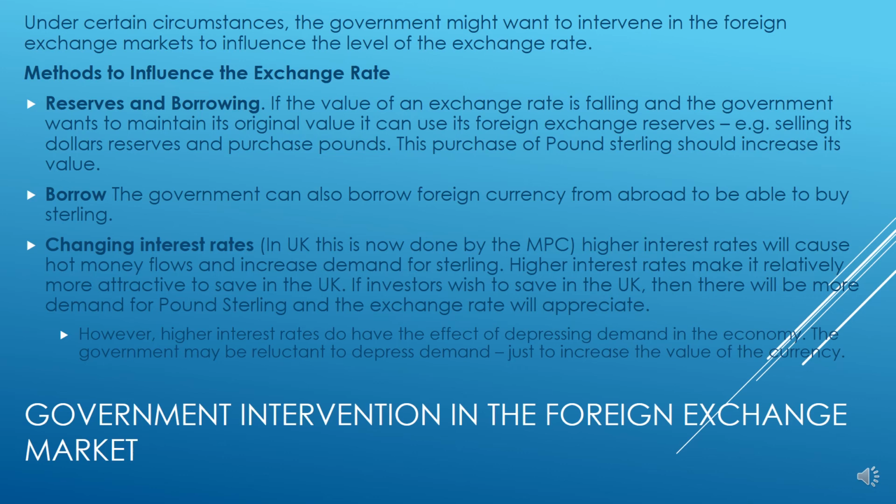What are the methods to influence the exchange rates? The first is reserves and borrowings. If the value of an exchange rate is falling and the government wants to maintain its original value, it can use its foreign exchange reserves, for example, selling its dollar reserves and purchasing pounds. So, this purchase of pound sterling should increase its value. The second method is by borrowing. So the government can also borrow foreign currency from abroad to be able to buy sterling.